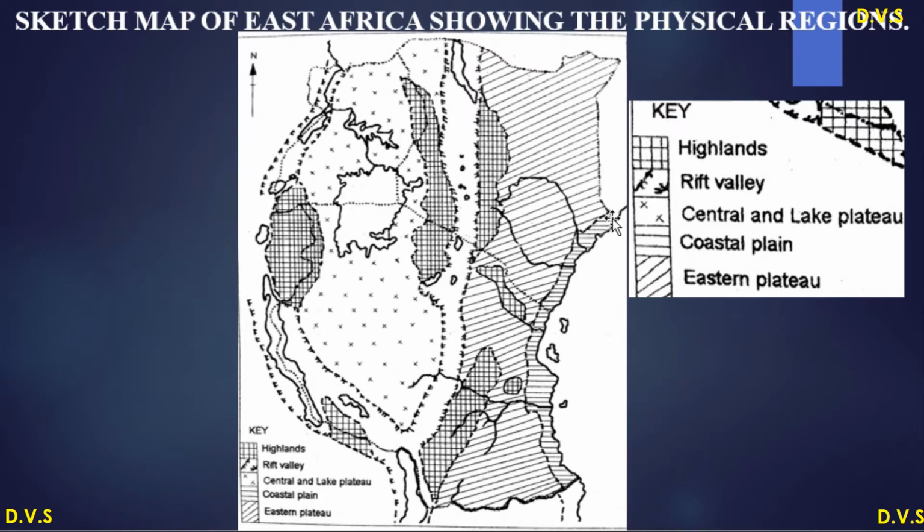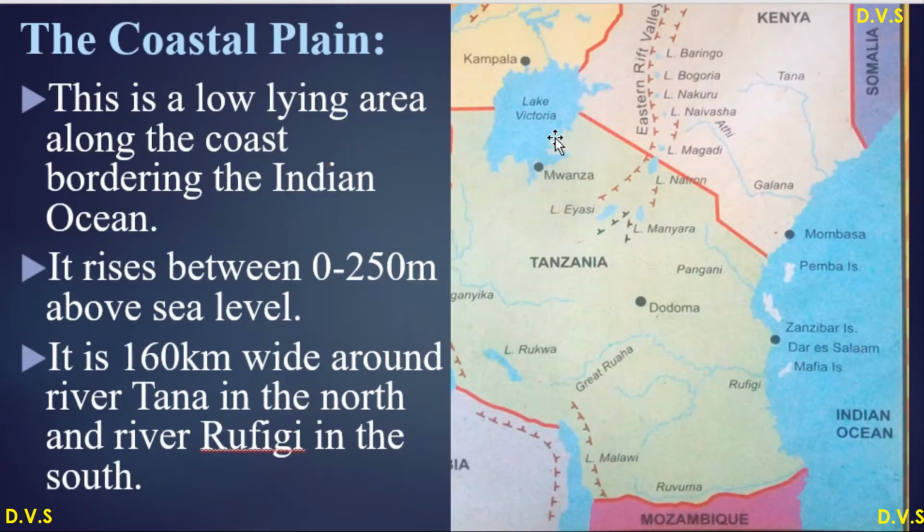Coastal plains is this region near the coast. The word coastal plain is derived from the words coast and plain. The area near the Indian Ocean is what we call the coastal plains. Then we have the Eastern Plateau, and that is this other region here. This is the Eastern Plateau. Let us look at them one by one, and we start with the coastal plain.